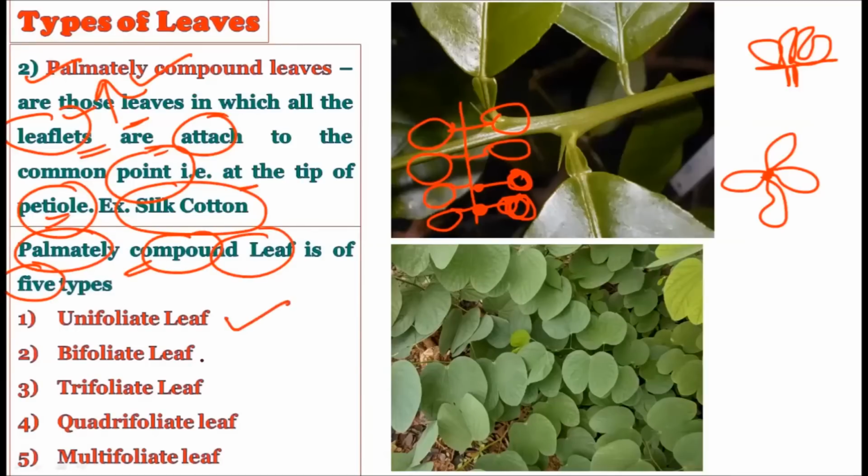First is called the unifoliate leaves, second bifoliate leaves, third trifoliate leaves, and fourth quadrifoliate leaves, while the fifth one is the multifoliate leaves. As the heading suggests, unifoliate means one leaf is there, bifoliate means two leaves are there, in trifoliate three leaves are there, in quadrifoliate four leaves are there, and in multifoliate more than four leaves were there. Okay, so let us consider all these types of the palmately compound leaf.